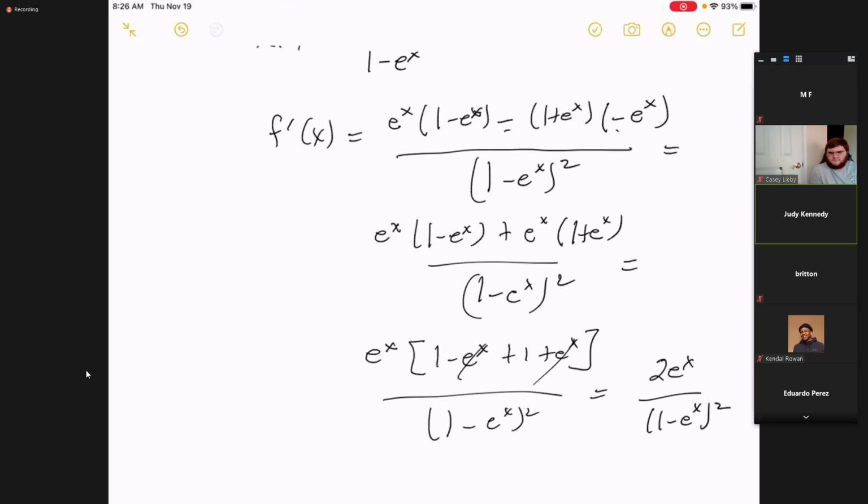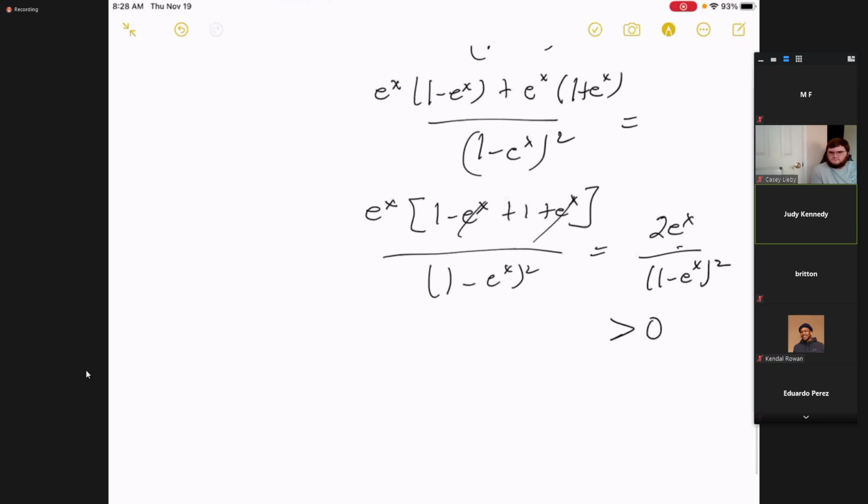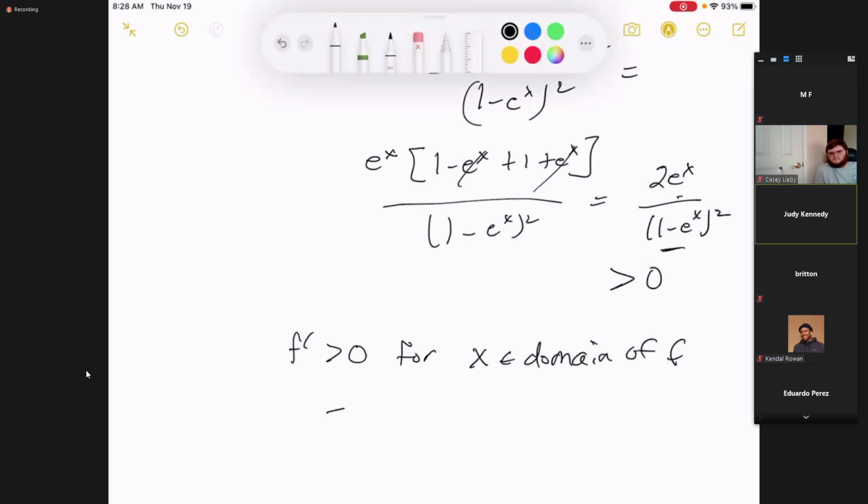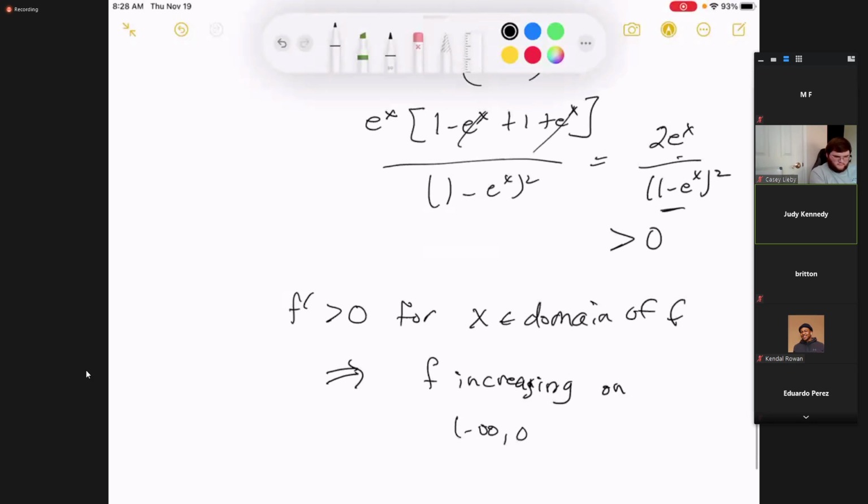Well, that's positive. Always. Okay, because e to the x is always positive. And in the denominator, you have something that got squared. That's positive as long as it's not 0. Okay, and it is 0 at 0. But whenever it's defined, it's positive. So f prime is greater than 0 for x in the domain of f. Means f is increasing on its entire domain, which would be minus infinity to 0 and 0 to infinity. Okay.